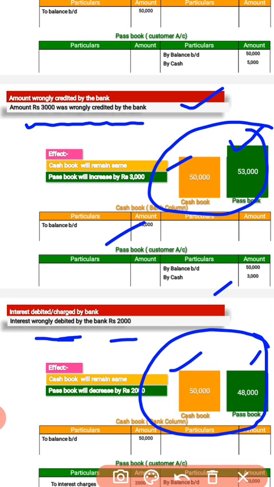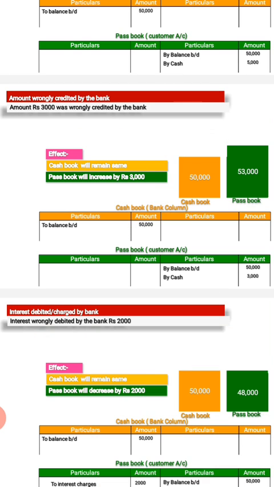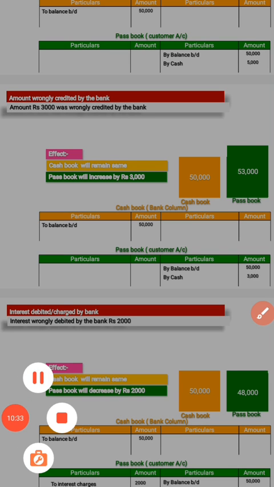So you have to understand these things very carefully, that what are the reasons for difference between cash book and passbook, and after understanding all this you would be able to do plus and minus in your cash bank balance or in your passbook balance. Clear? So today you are going to learn all these things that are the reason for difference between cash book and passbook. Thank you.